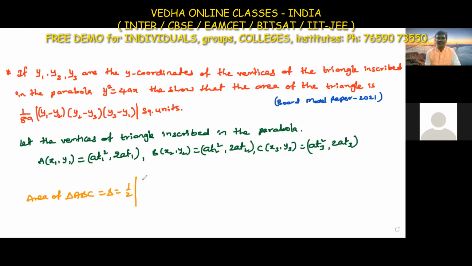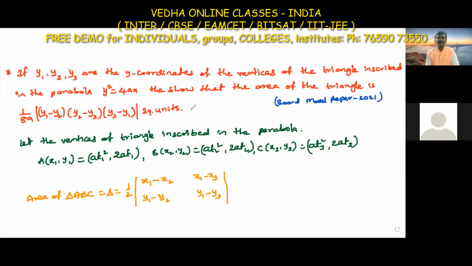We have two or three formulas. At present I am taking the formula with x1 minus x2, x1 minus x3, and y1 minus y2, y1 minus y3. From x1 I am subtracting x2 and x3, and from y1 I am subtracting y2 and y3. We can use any formula, and we get the same answer. So this is the formula for finding the area of the triangle when we know the vertices.